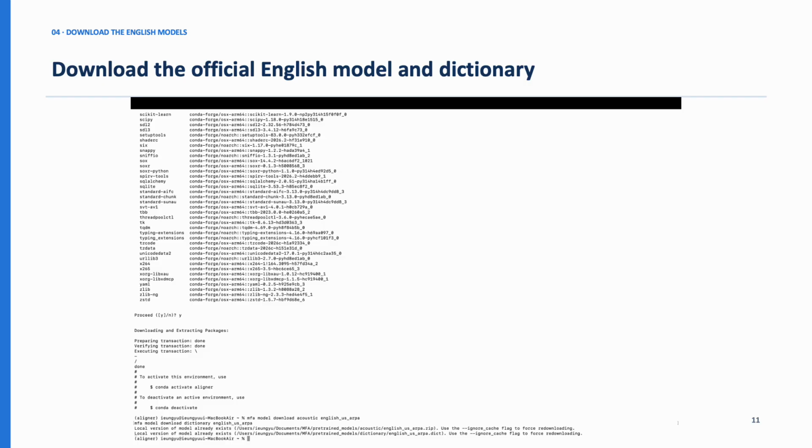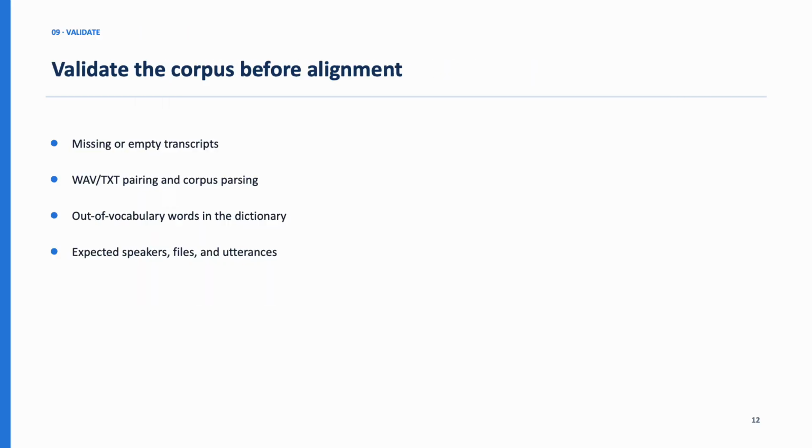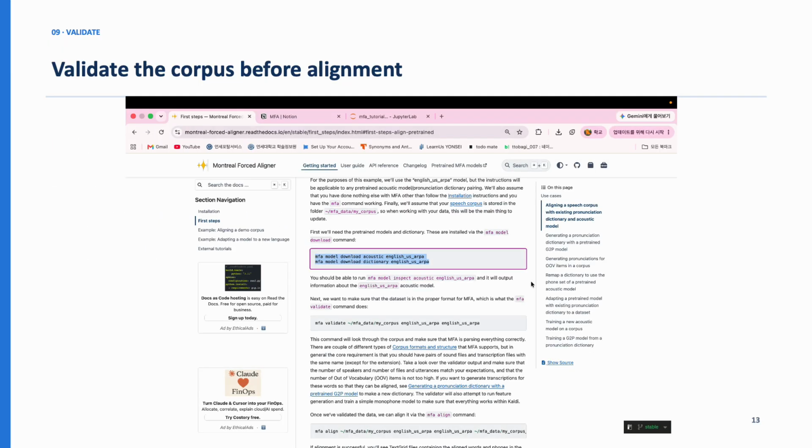Since I already downloaded them, it says that the models already exist. If you are downloading them for the first time, they will be downloaded normally. Once the models have been downloaded, we can run Validate. Validate checks whether the data has been prepared correctly. For example, it checks whether there are words that are not in the dictionary, whether any transcript is empty, and whether the WAV files and text files match correctly. Again, you can copy and paste the command. However, the highlighted part must be replaced with the location of your own folder.